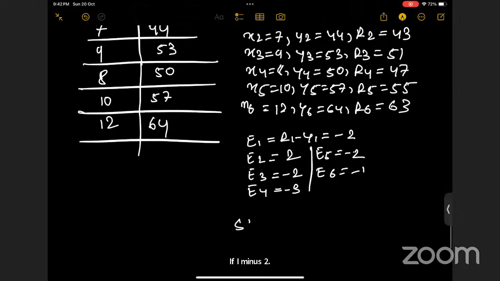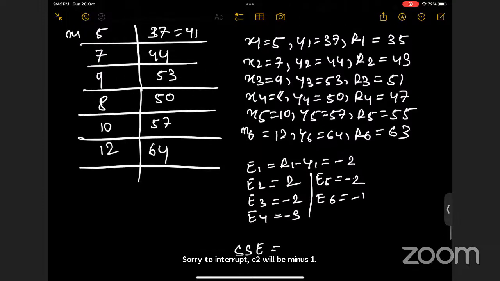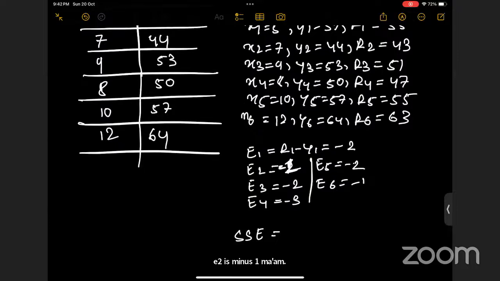So what is the SSE? Sorry to interrupt, E2 will be minus 1. E2 is minus 1, ma'am. Yeah, E2 is minus 1. So all the values are correct according to all of you? Yeah. Then what is the SSE?